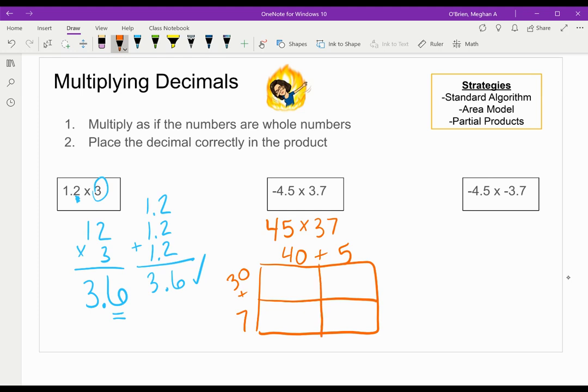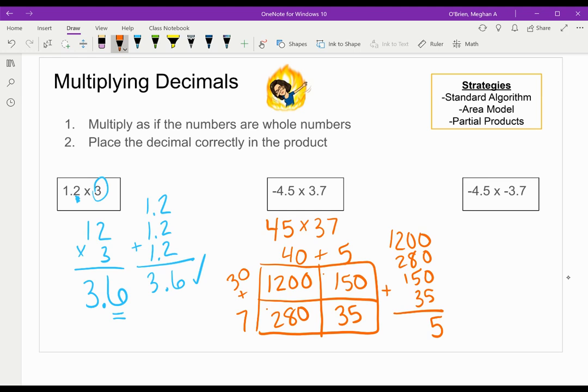Okay, multiply the place values together. 40 times 30 is 1,200. 30 groups of 5 goes here, and that's 150. 40 groups of 7, or 40 times 7 is 280. Last box, 7 times 5, 35. It's almost like partial products. These are all of the place value parts, and now I'm going to put them all together. So 1,200, 280, 150, and 35. I'm going to add those pieces together.